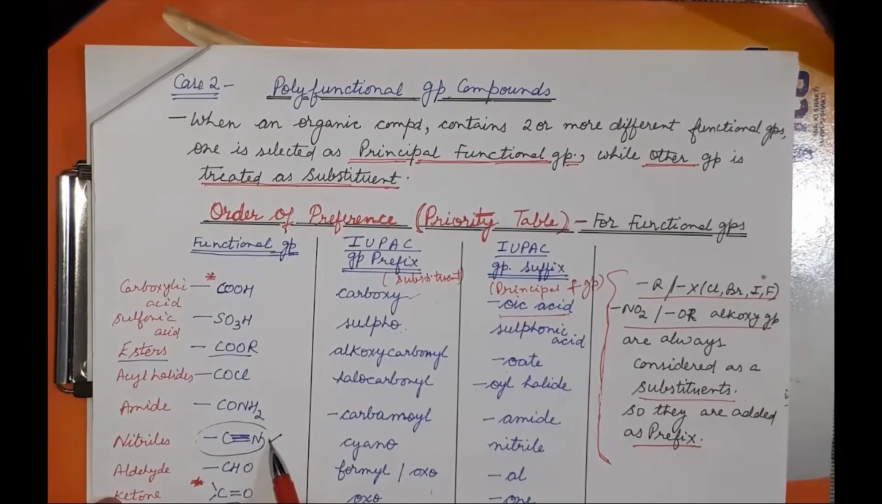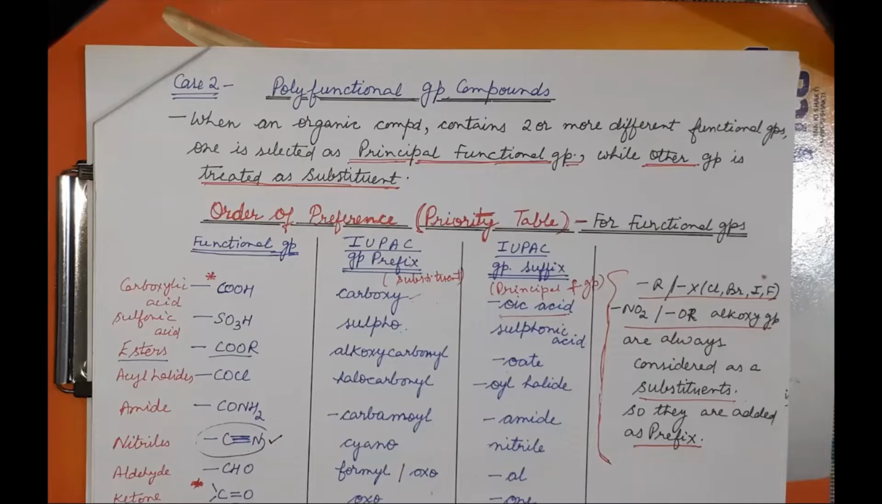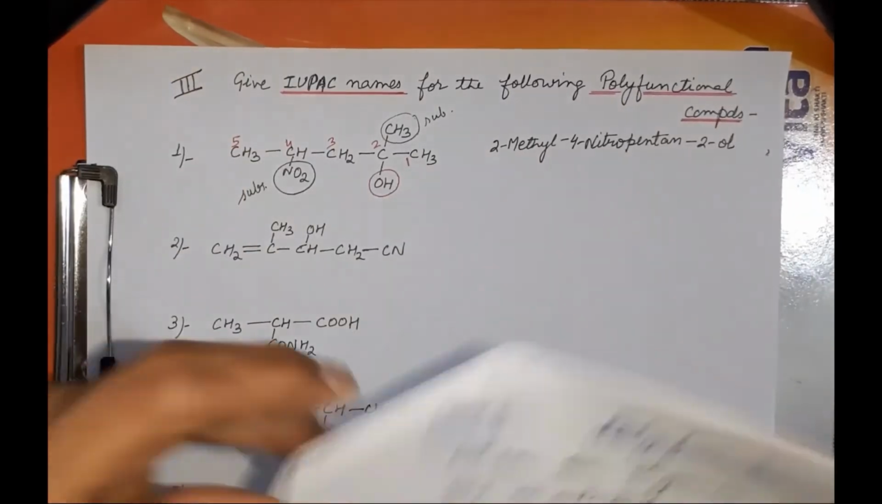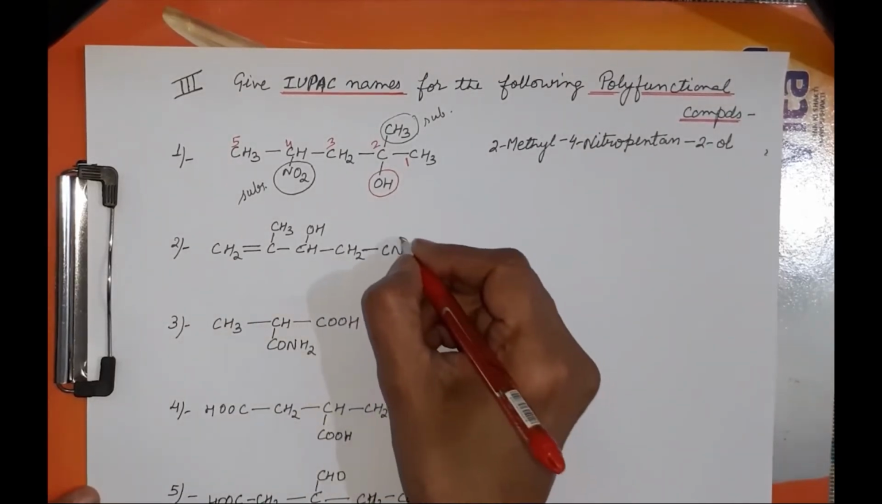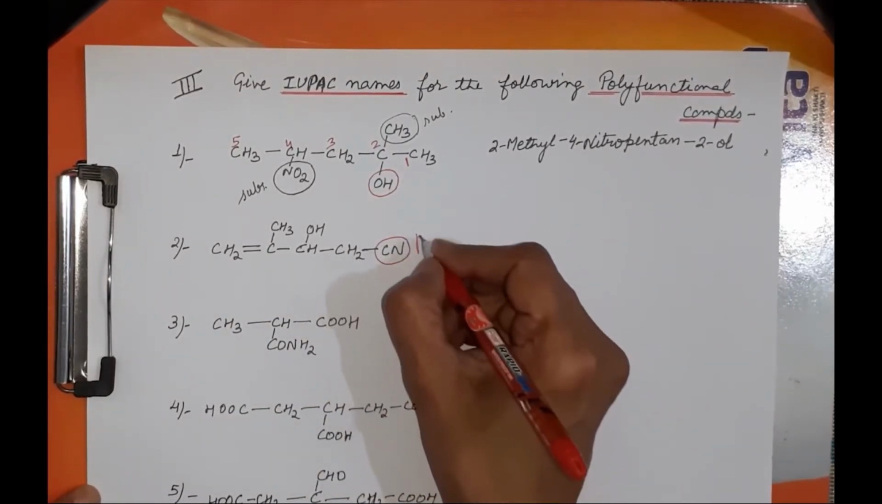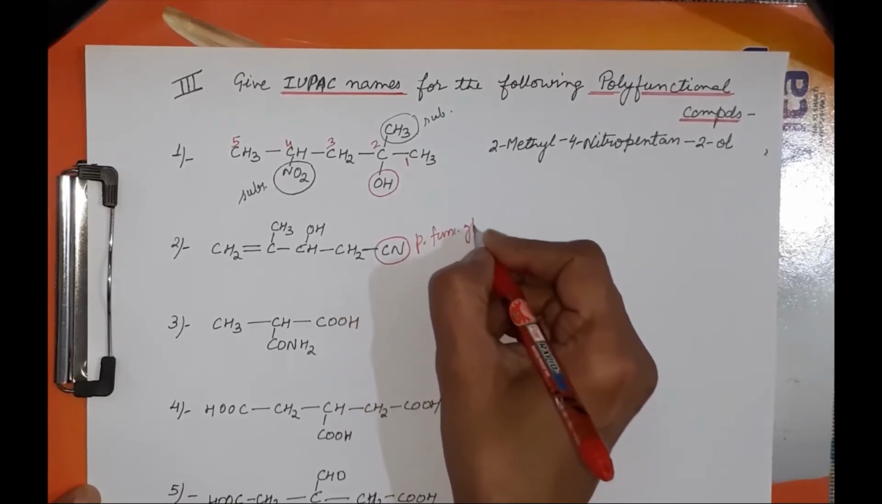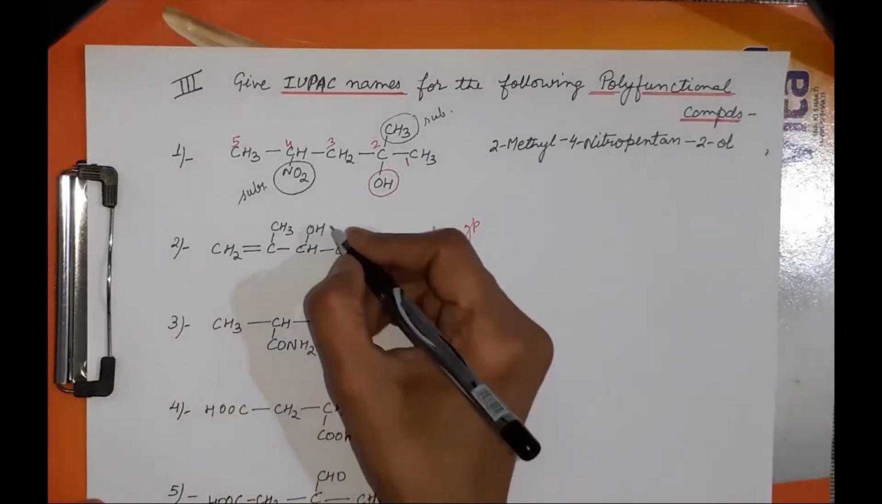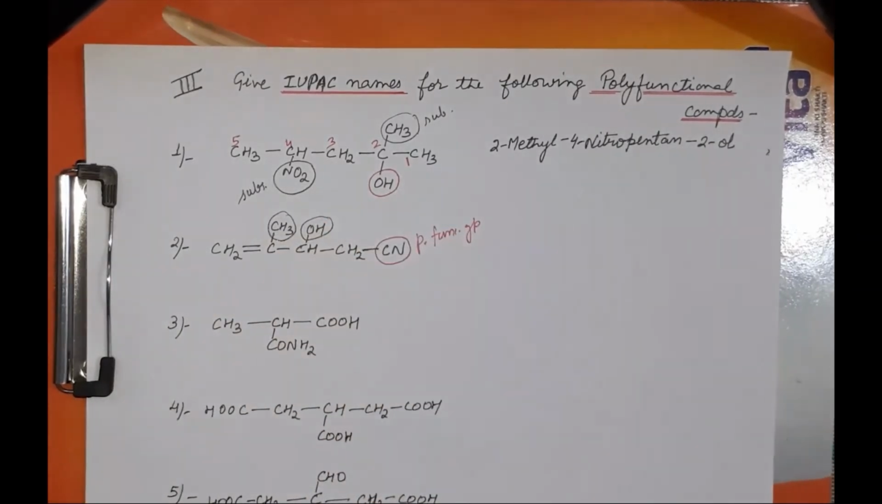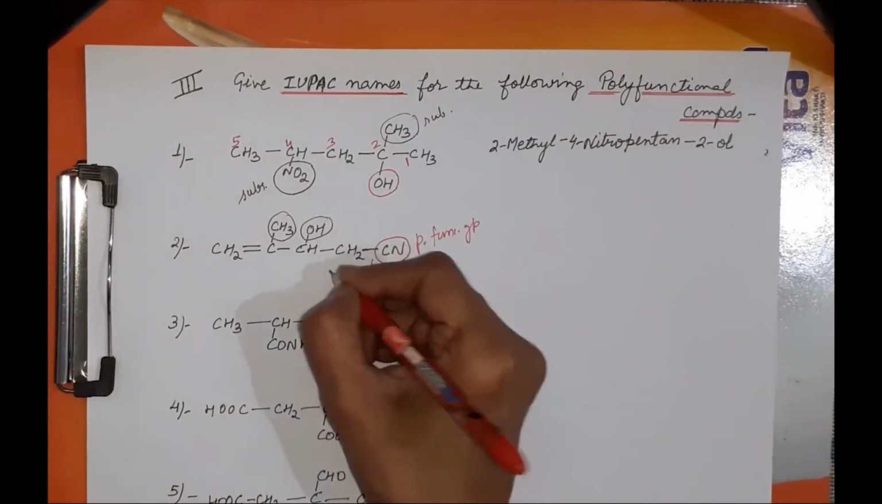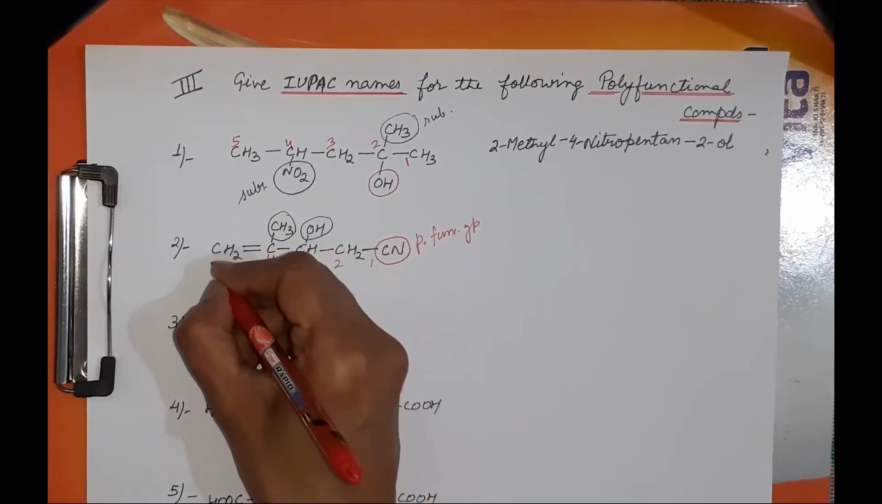Because CN group is above the OH group in the priority table, this CN group will be considered as the principal functional group, and this OH will be treated as the substituent. So in this case, this CN group will be the principal functional group, and this OH and this CH3 both will be the substituents. Now first let us do the numbering. 1, 2, 3, 4, 5.